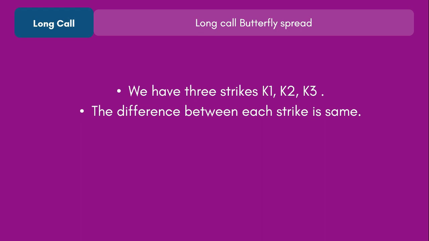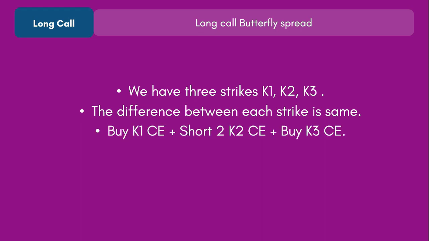The formula for long call butterfly spread is buy K1 call, plus short 2 K2 calls, and buy one more K3 call. Now usually when we are talking about butterfly spread, K1, K2 and K3 are organized in such a way that K1 is the smallest strike and K3 is the biggest strike. That means K1 is smaller, K2 is greater than K1 and K3 is greater than K2. Let me explain this to you in detail.